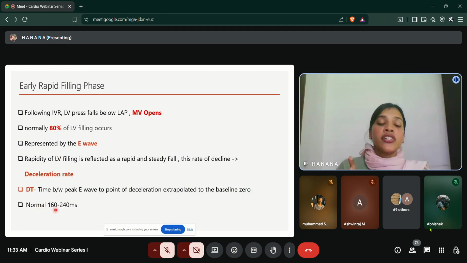And normal deceleration time is 160 to 240. If we are measuring and we get a value between 160 to 240, we can say that it's a normal value. If it falls above or below that, it's an abnormal value.